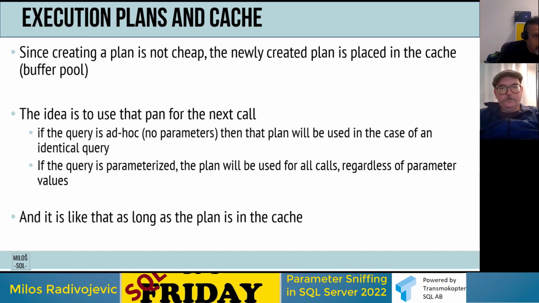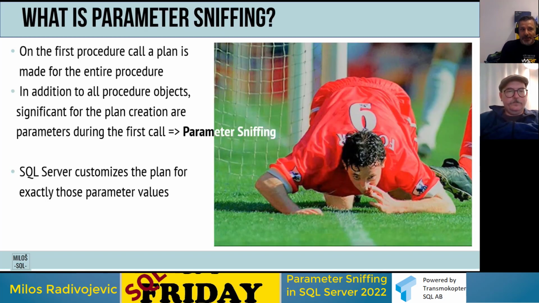Makes sense. So what is parameter sniffing? Parameter sniffing is related to queries that have parameters, or stored procedures. So in addition to all these considerations, statistics, indexes, should I use this index at all, SQL Server considers the parameter values for the first call. When you have a stored procedure, the most important call is the first call, because the first call decides about the future plans.